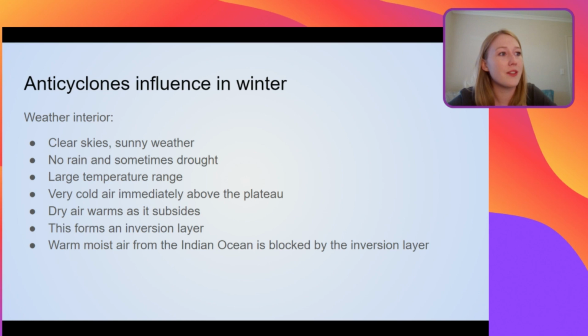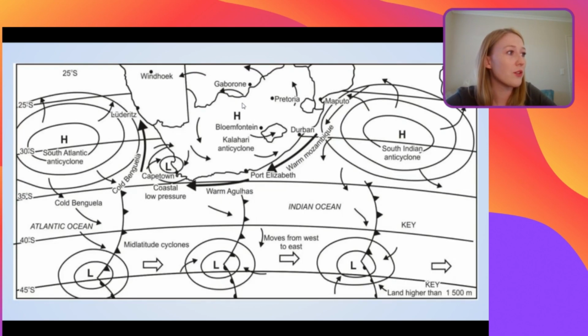I will also point out that the Kalahari anticyclone is most prominent in winter. The reason why is because the land is cold. If the land is cold, it means that the air above it is also cold and it's dense. When the air is dense, it sinks. When it sinks, it presses onto the ground, it applies pressure. That is why we have this high pressure system over here. That's why we have the Kalahari anticyclone.